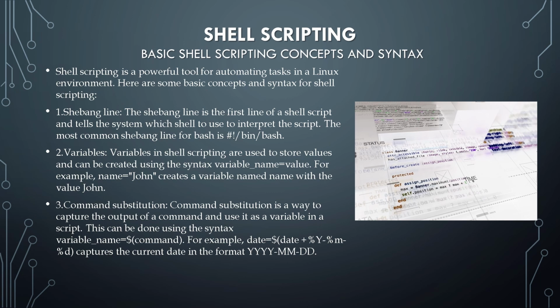2. Variables. Variables in shell scripting are used to store values and can be created using the syntax variable_name=value. For example, name=John creates a variable named name with the value John. 3. Command substitution. Command substitution is a way to capture the output of a command and use it as a variable in a script. This can be done using the syntax variable_name=$(command). For example, date=$(date +%Y%m%d) captures the current date in the format YYYYMMDD.